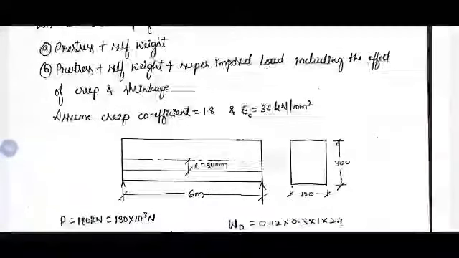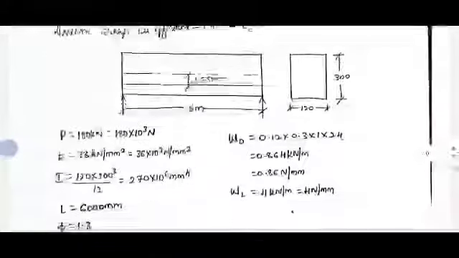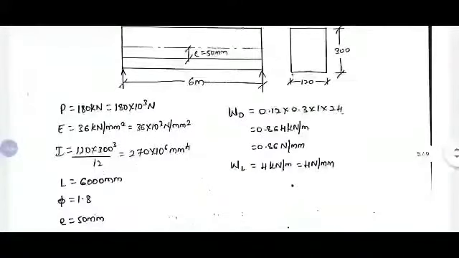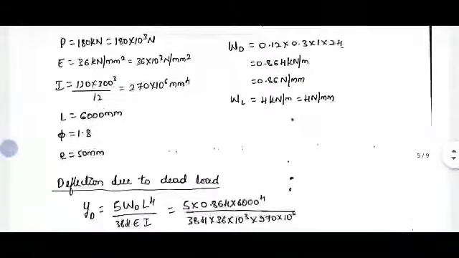We know for a straight tendon, the bending moment diagram due to prestressing force will be a rectangle itself with a magnitude of prestressing force into eccentricity. So P is 180 kN, E is 36 kN per mm square, I is 270 into 10 power 6 mm power 4, WD is cross section into density of concrete, WL is directly given, length of the beam is 6 meter, phi 1.8 and eccentricity 50.